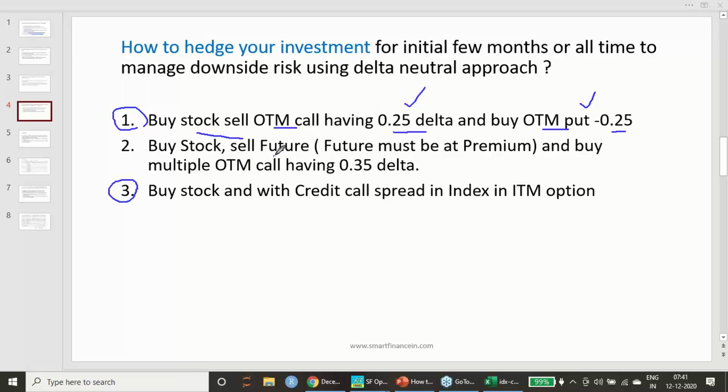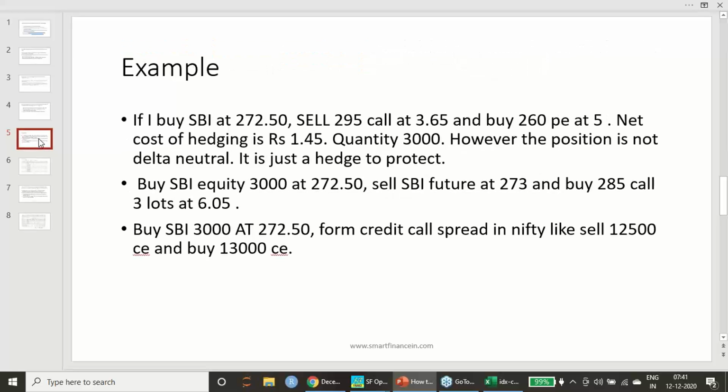Second: buy stock, sell a future, and buy multiple OTM call options having 0.35 delta. I will show you some examples of this. Third: buy stock with a credit call spread in the index ITM options. So these are the three different ways you can hedge it. I'm just giving you some examples.